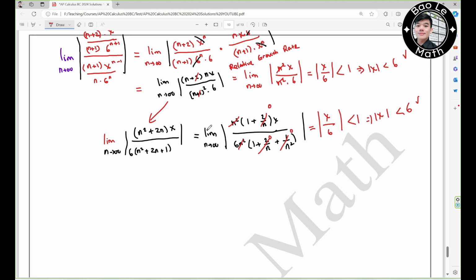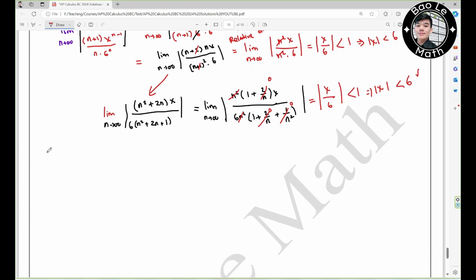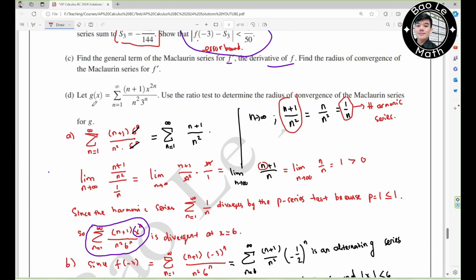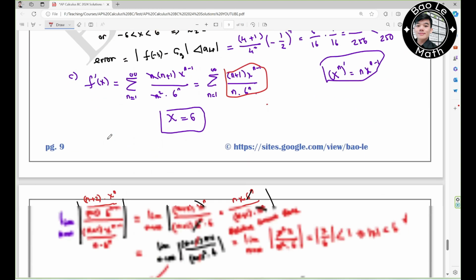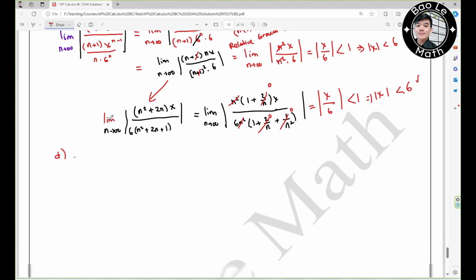Now, the last question, move on to question D. Let G(s) equal this. Use the ratio test to determine the radius of convergence of the Maclaurin series for G. Alright, so this is very simple. This is similar to what we just did right here.